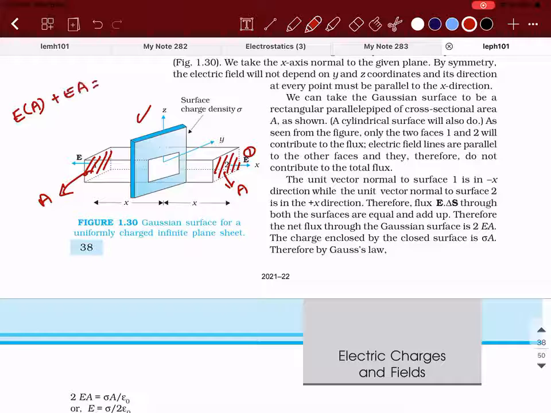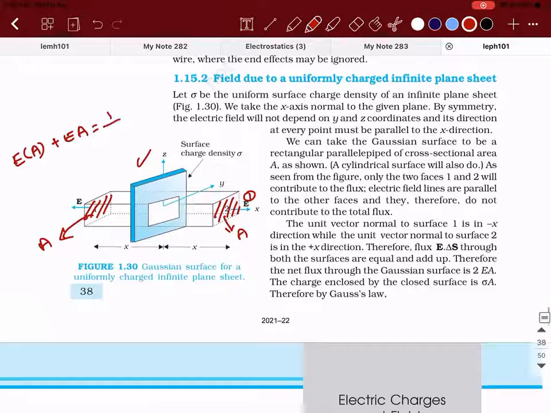E into A is equal to how much? 1 divided by epsilon naught into the total charge enclosed by the Gaussian surface. What is the charge present here? Sigma into A. So again, what is happening? A will get cancelled. If you try to solve it, you will get the same answer. So irrespective of whether you use a cuboid or a cylinder, the answer is still going to be the same.